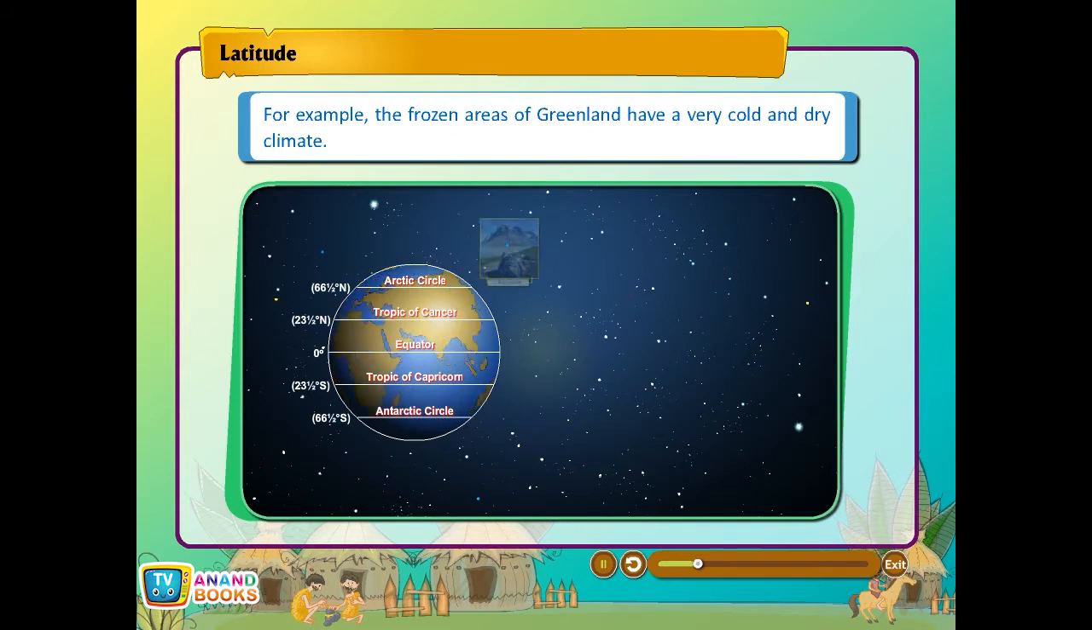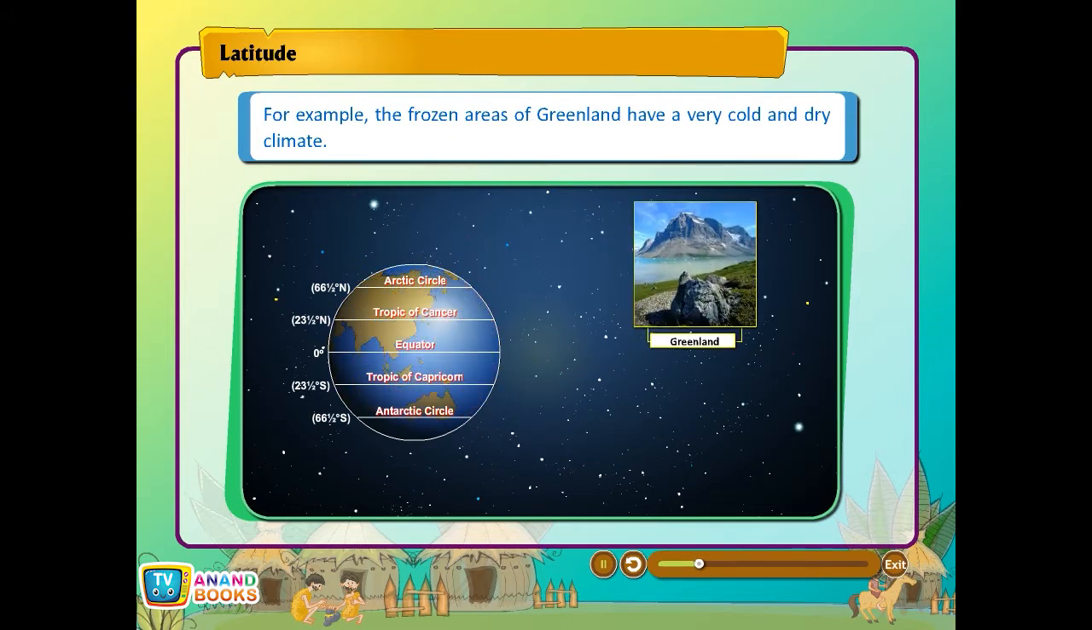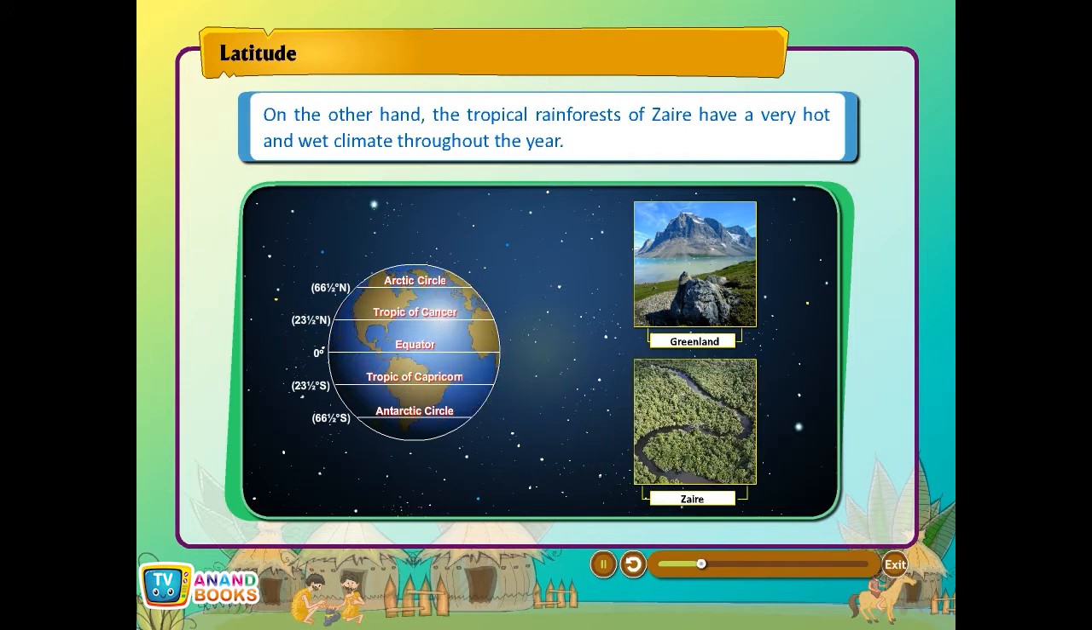For example, the frozen areas of Greenland have a very cold and dry climate. On the other hand, the tropical rainforests of Zaire have a very hot and wet climate throughout the year. The difference in climate is due to the difference in the amount of sunlight that the two areas receive. Greenland is located at the Arctic Circle, latitude 66.5° N, whereas Zaire is located at the equator, latitude 0°.